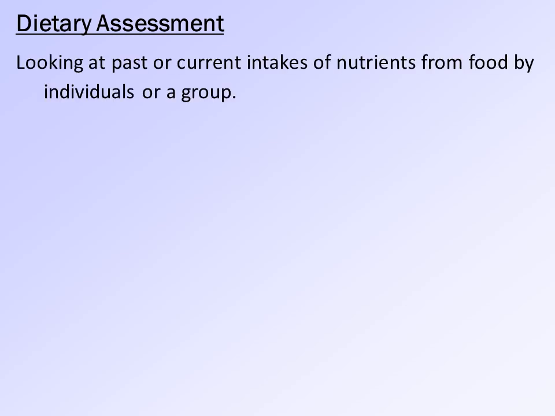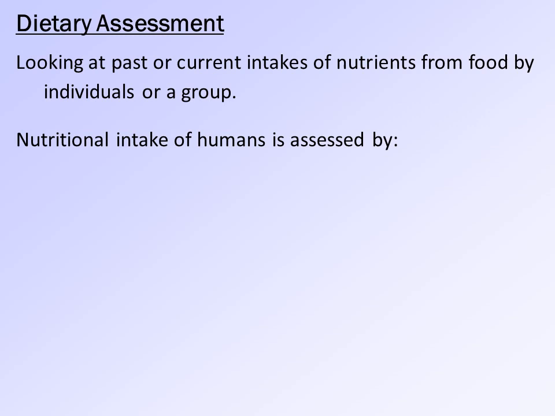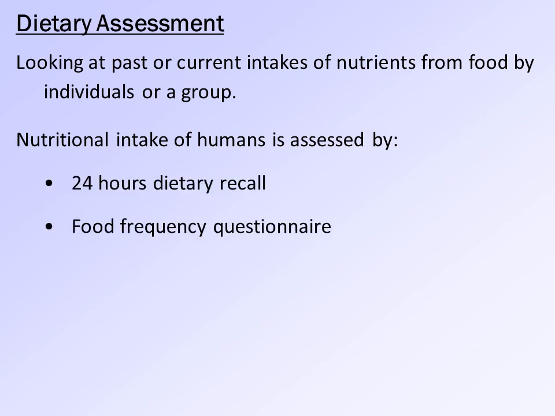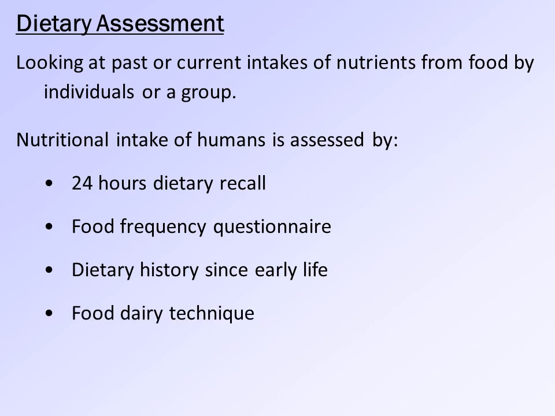And the first type of direct assessment is a dietary assessment, looking at the past or current intake of nutrients from food by an individual or a group. Nutritional intake of a human is assessed by 24 hour dietary recall, food frequency questionnaire, dietary history since early life, food diary technique, and observed food consumption.